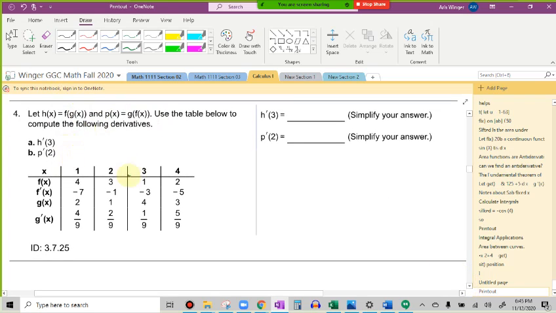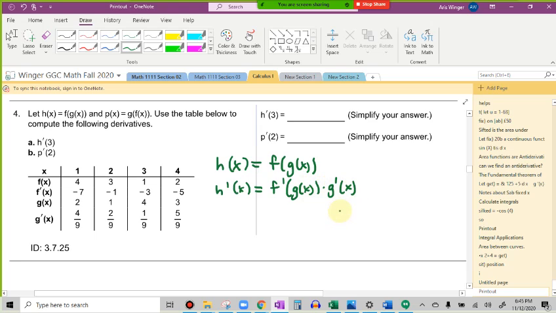Number 4, they give you this table. They want to know h prime of 3. H of x is equal to f of g of x. By the chain rule, h prime of x is equal to f prime of g of x times the derivative of the inside, which is g prime of x. They want to know h prime of 3, which is equal to f prime of g of 3 times g prime of 3, and you best believe all of this information is in the table.